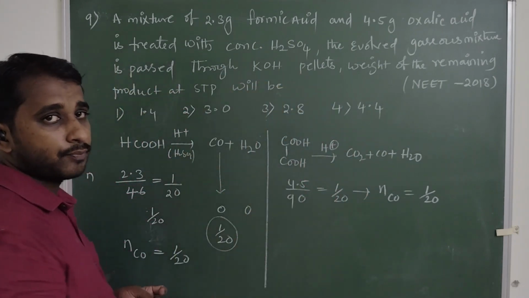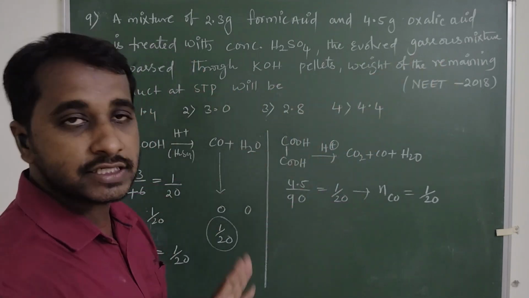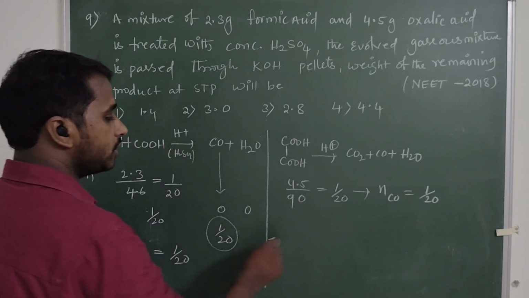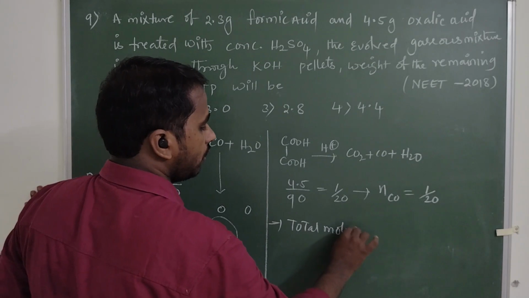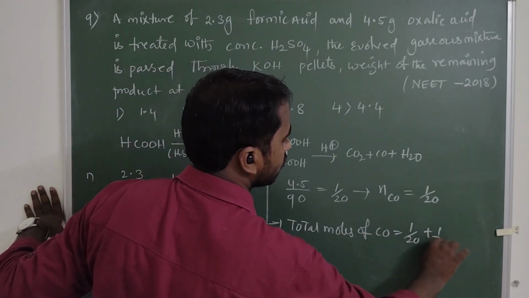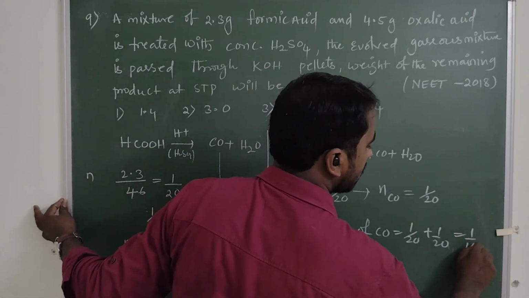What else is in the mixture? They are asking for the weight of the remaining product at STP. So what is the remaining product? CO. How many moles do we have? The total moles of carbon monoxide is 1 by 20 plus 1 by 20, which is nothing but 1 by 10.